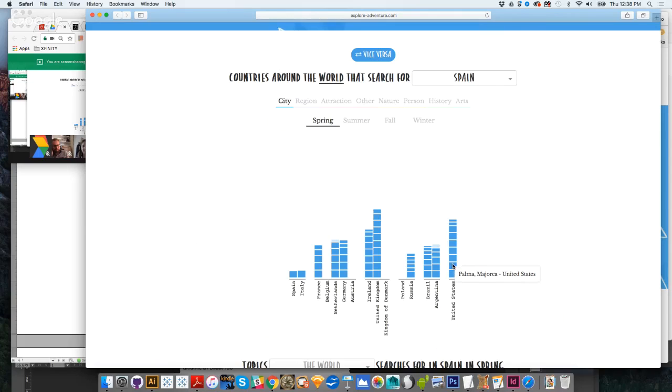You know, Palma de Mallorca. These are very touristy places. Marbella, Malaga, very touristy places. Barcelona, Benalmádena. Yeah, that's interesting. In the United Kingdom, people search for Benalmádena. It's probably because there's a lot of British people retiring over there. Yeah, it'll be interesting to see what this looks like after Brexit.